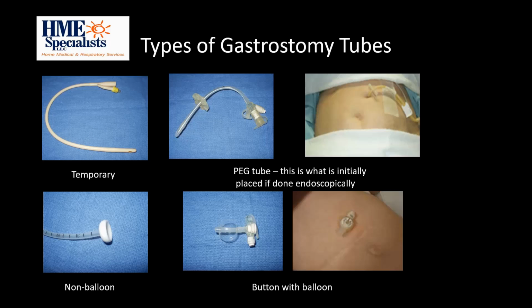The 18 or 20 French tube is wider because the hole is usually larger in an adult. The second number you will hear will be in centimeters, and that is the length of the tube.